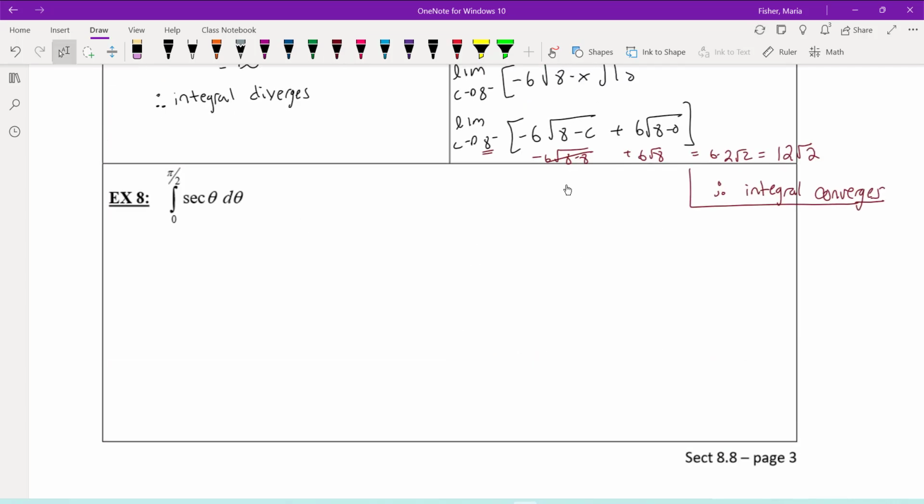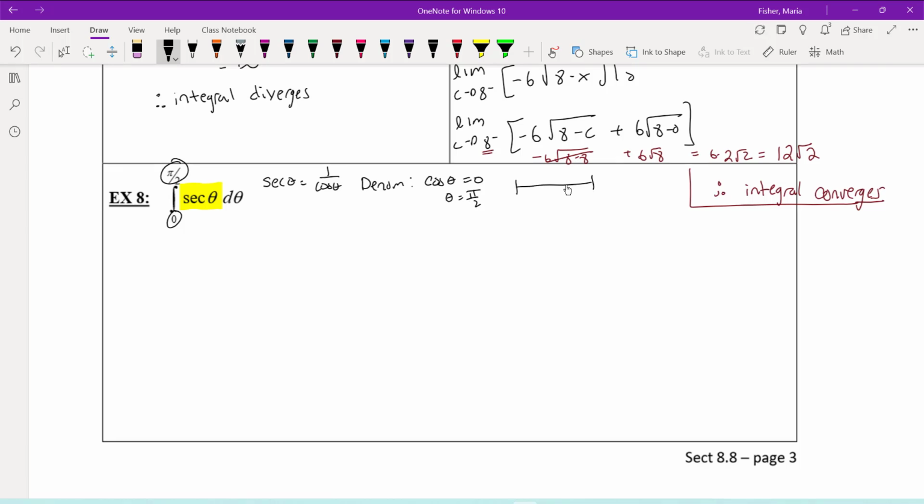Let's look at the last one, the integral from 0 to pi over 2 of the secant of theta d theta. The first thing I need to do is figure out where the vertical asymptote is. Well, I don't have a denominator, but remember, the secant of theta is really just 1 over the cosine of theta, so your denominator is that cosine of theta. So you need to figure out, where does the cosine equal 0 between 0 and pi over 2? Well, you know that that's going to happen at pi over 2.